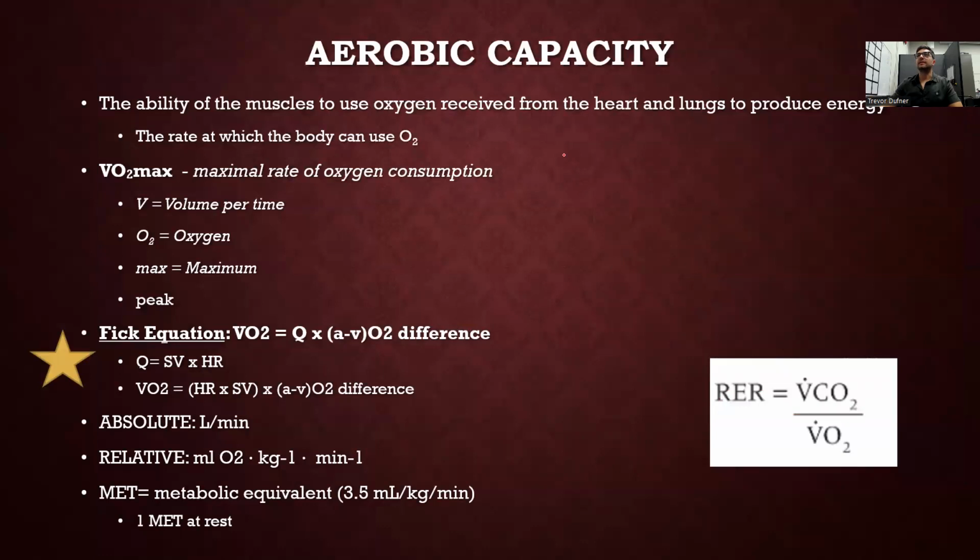So aerobic capacity, right? We're going to talk about a few different functions and fundamental properties of aerobic capacity, right? It's the ability of the muscles to use oxygen received from the heart and lungs to produce energy. So aerobic capacity is just the ability of you to produce energy from the oxygen that's been pumped around your bloodstream, right? So VO2 max, right?